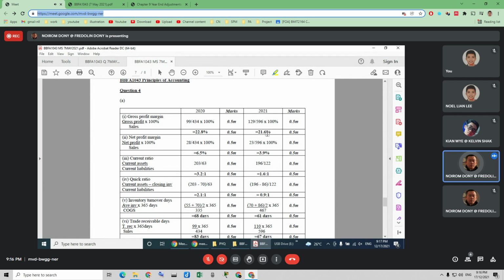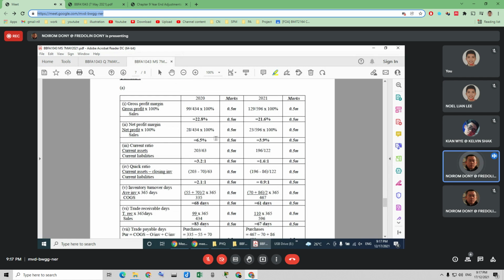So we have 21.6% for 2021, and then 2020, 22.8%. So meaning 2020 performed better. So the performance of the current year is dropping.